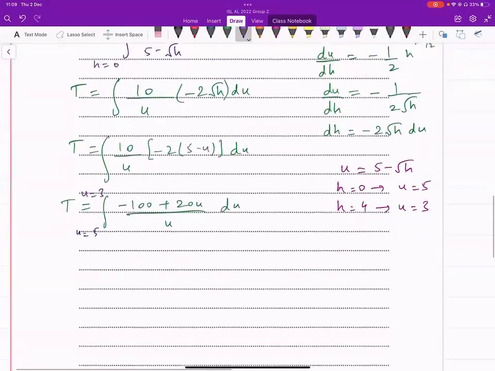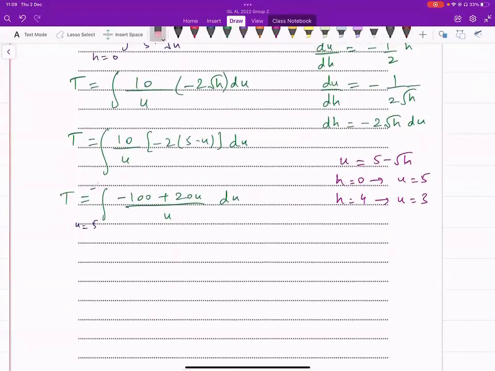So the limits that are forming here, if I were to write them, u equals 3 is the upper limit, u equals 5 is the lower limit. Sorry, the other way around: u equals 3 is the upper limit and u equals 5 is the lower limit. Okay, so it looks like this, 5 to 3. This is how you will have to evaluate it.